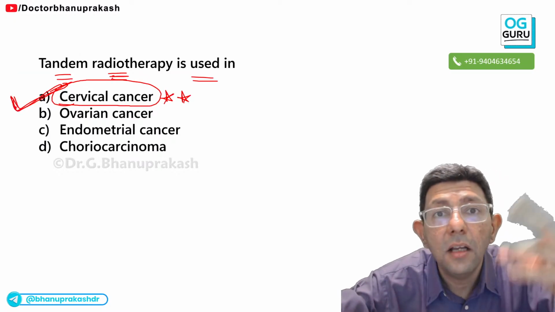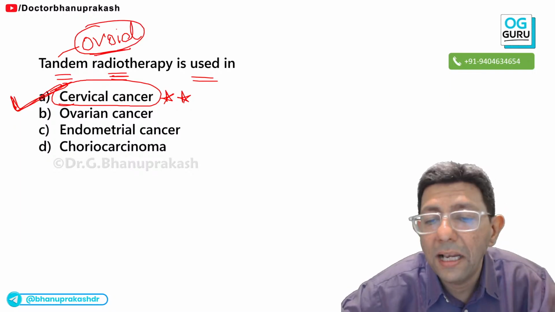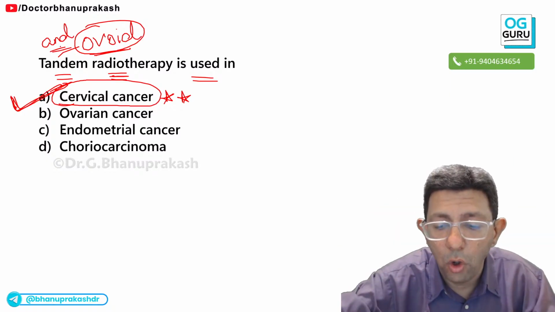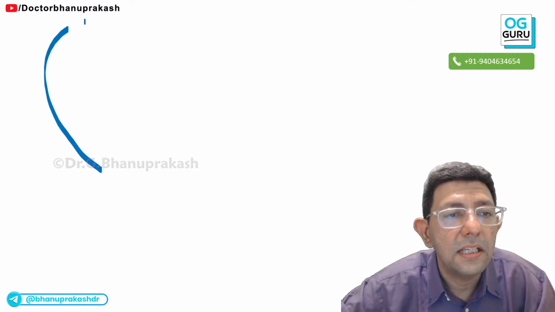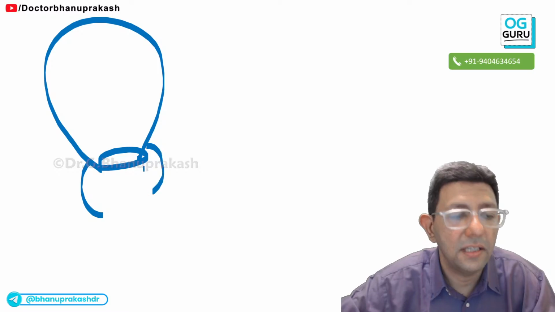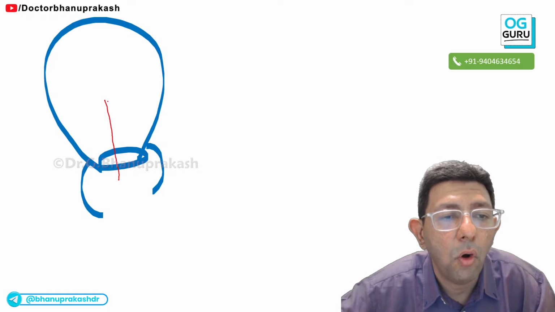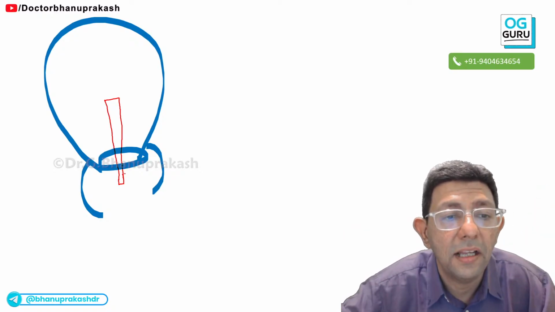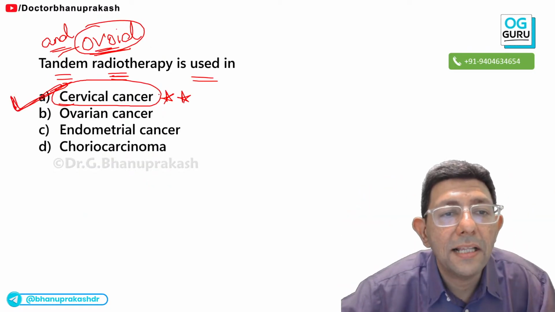So what is tandem? First, pay attention. Another word can come: tandem and ovoid. What is ovoid? Tandem is a rod which I insert inside the uterus. Please look on the board. This is the uterus, this is the cervix, this is the vagina. A thin rod is introduced inside the uterus in patients of cervical cancer. This is the tandem, and inside it there is a radioactive material, and there are ovoids. Ovoids are like oval shaped instruments.